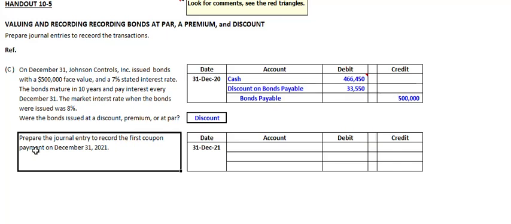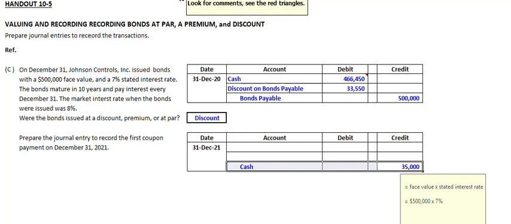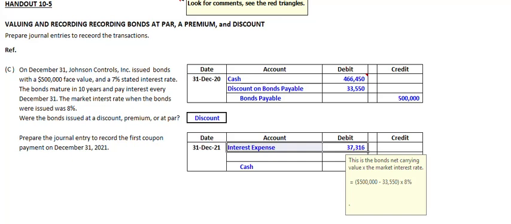Looking at our journal entry to record the first coupon payment, December 31st, 2021, once again, our cash payment is the same $35,000. That's the face value times the 7% stated interest rate. Now, the amount of interest expense, though, will be slightly higher because recall, investors required an 8% rate of return. We calculate our interest expense by taking the bond's net carrying value, which in this case is the $500,000 minus the $33,550 discount, and multiplying it by the 8% required rate of return. We get an interest expense of $37,316.